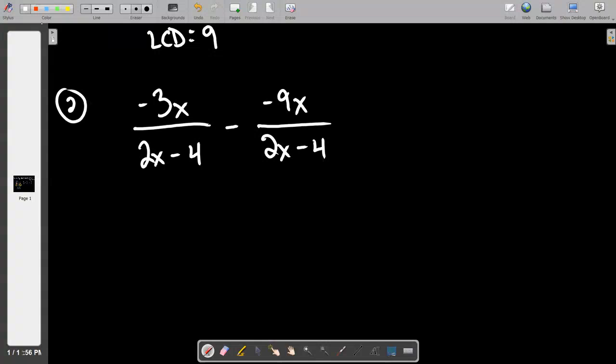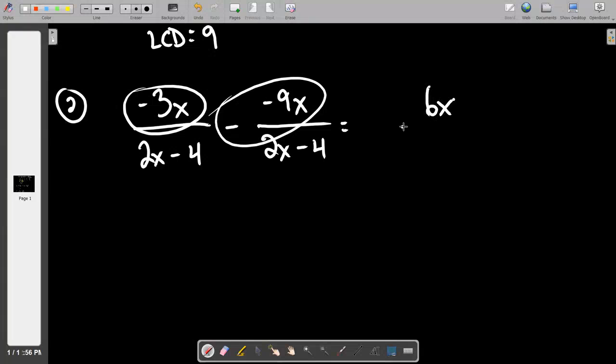And so I'm going to take negative 3x plus 9x. See how I did that? There's a minus and then a negative. What's negative 3x plus 9x? Negative positive 6. Yeah. Nice. So I have 6x over 2x minus 4.